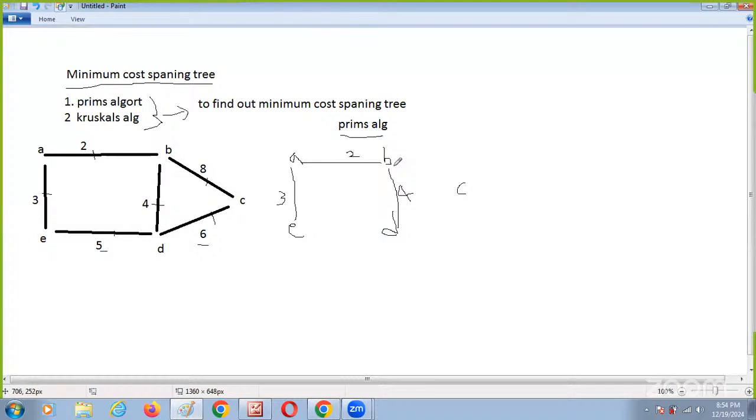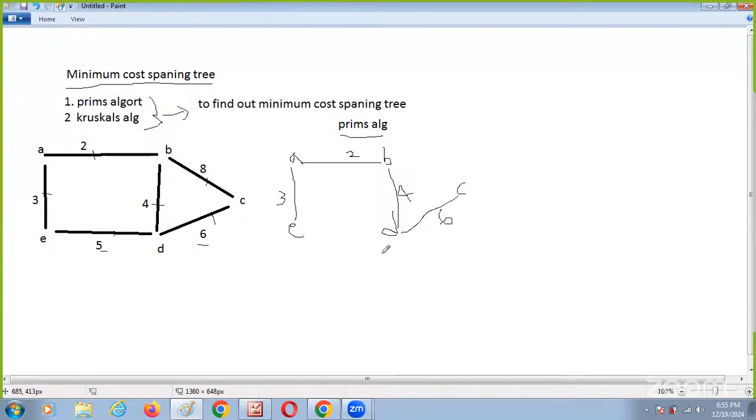Either I need to connect from B to C or D to C. Out of these two, which one is the least? D to C is the least one, so the cost is 6. Now can I connect B to C? No, I cannot connect B to C because it will form a cycle.